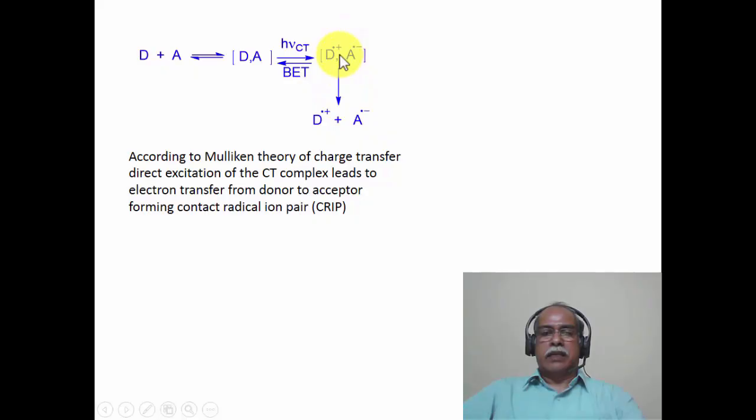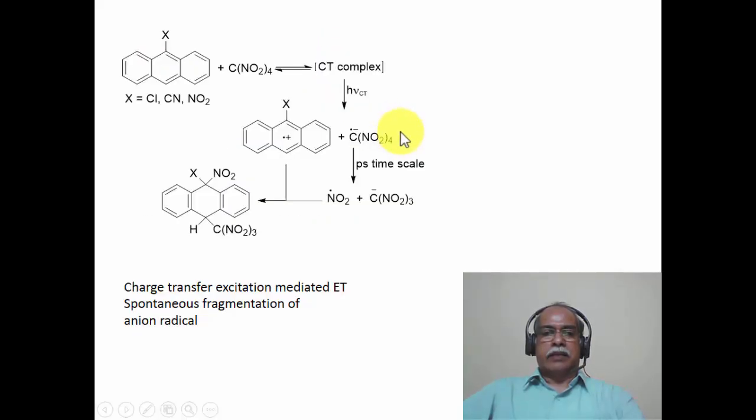The classical example of a chemical reaction of a charge transfer complex is the complex formed between substituted anthracene and tetranitromethane. Tetranitromethane is almost a colorless liquid. Substituted naphthalenes are pale yellow colored compounds. When the tetranitromethane is mixed with the anthracene, deep red and bright orange colors of the charge transfer complexes are formed. So reversible formation of the charge transfer complex is what is implied by this equation.